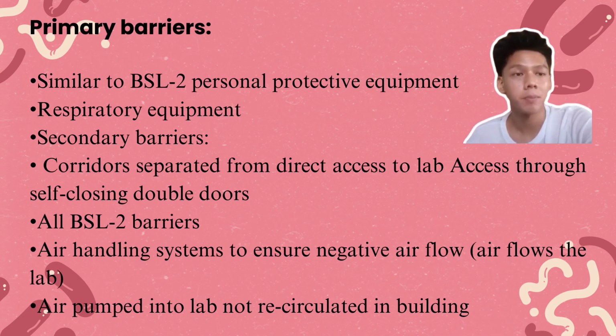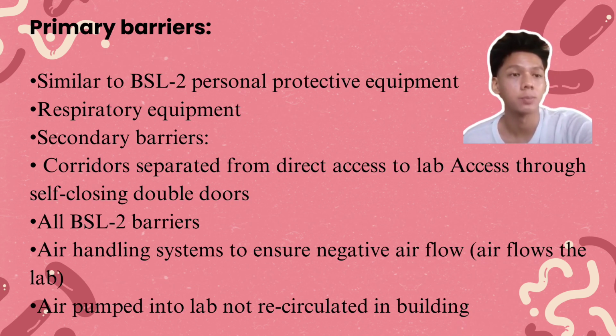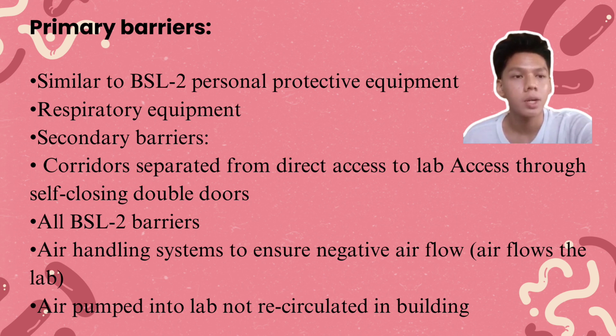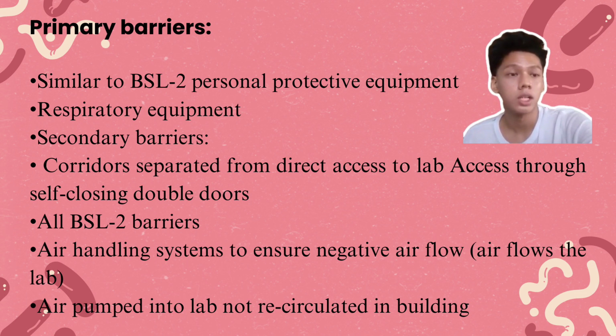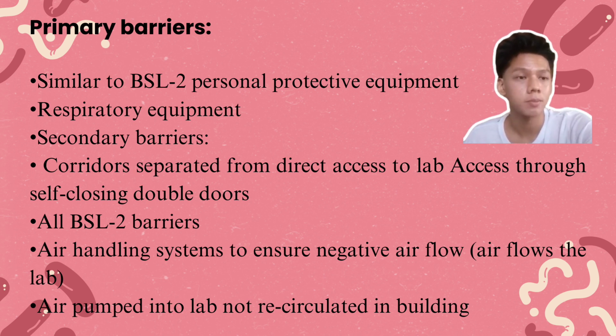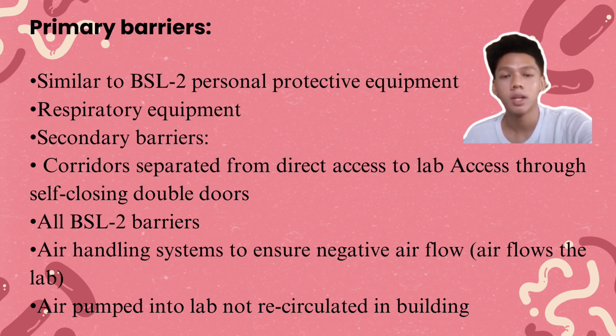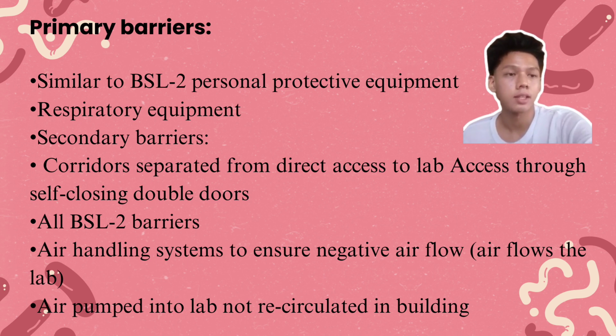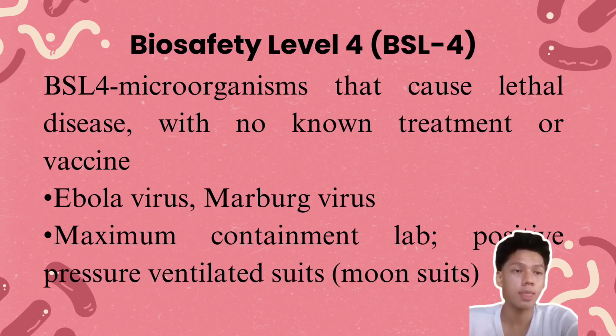Next are the primary barriers, similar to BSL 2: personal protective equipment and respiratory equipment. Secondary barriers: corridors separated from direct access to the lab, access through self-closing double doors, all BSL 2 barriers, and an air handling system to ensure negative airflow into the lab. Next, air pumped into the lab is not recirculated in the building.